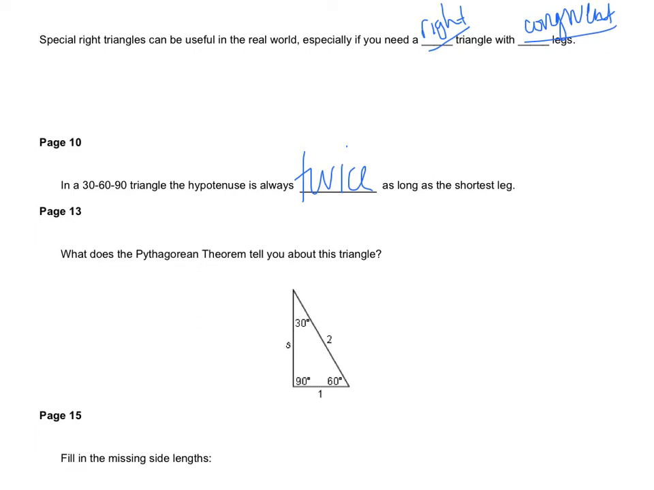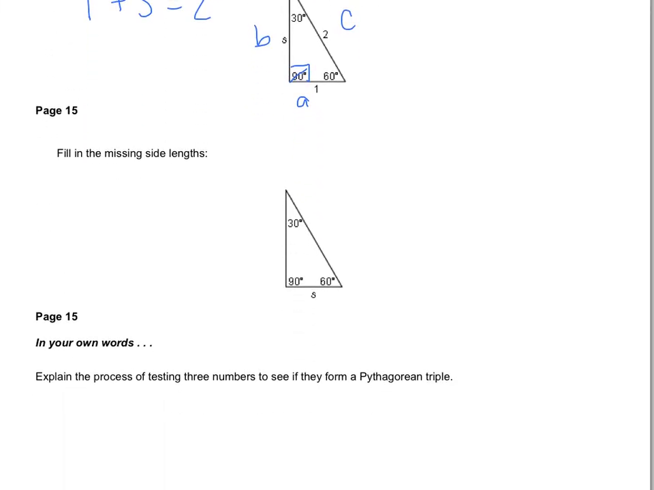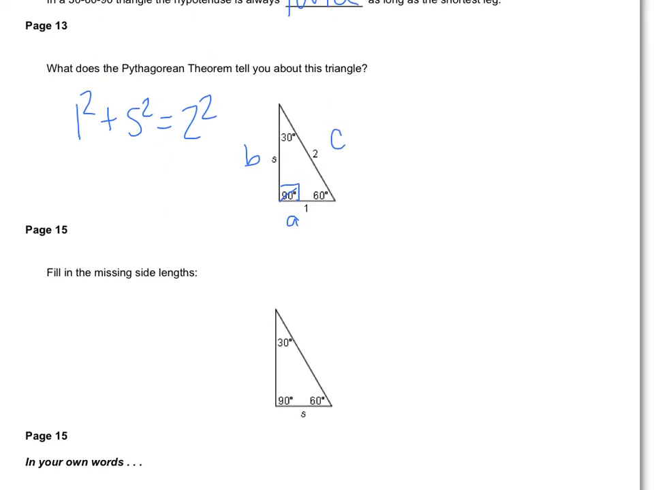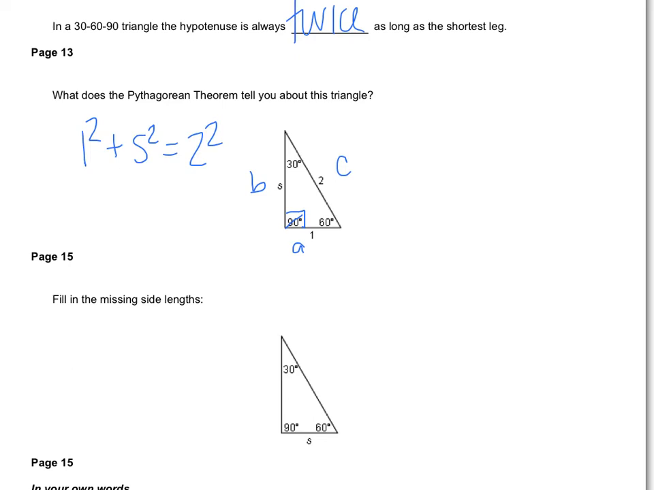So the question says, what does the Pythagorean theorem tell you about this triangle? Well, if I use my Pythagorean theorem, I know that across from the right angle is always C. The other sides are A and B. What it would say is that 1 squared plus S squared is equal to 2 squared. If I were to do some math and actually solve that out, what I would learn is that in this case, B, or my missing side S, is really the square root of 3.